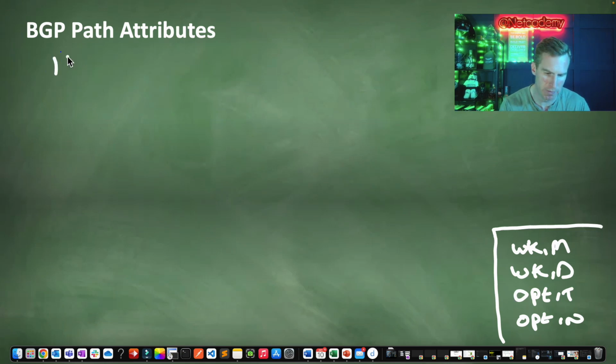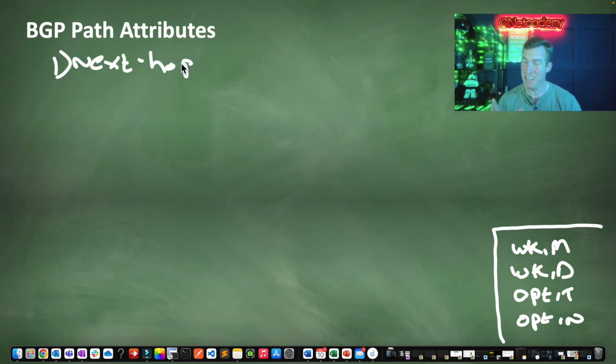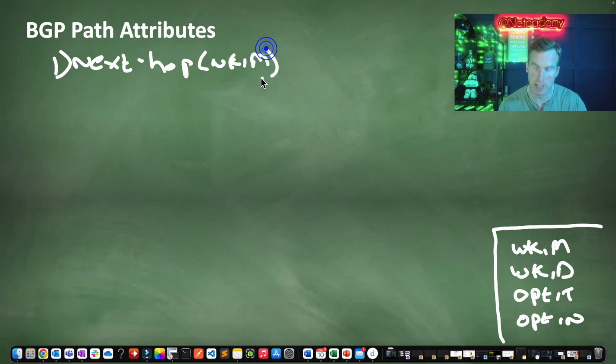Now, the first one is actually next hop. That is really important. And by the way, this is a well-known mandatory type attribute. This is really important because if we remember back to the IBGP type configuration, if you haven't seen that video, here's the link. But if that next hop is not resolved, if it's not reachable, it's not going to go from that BGP rib in table to the actual main routing table itself. That next hop has to be valid.